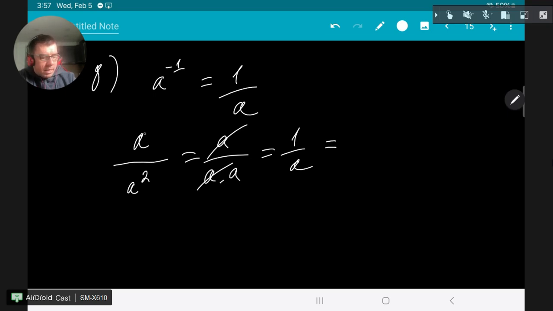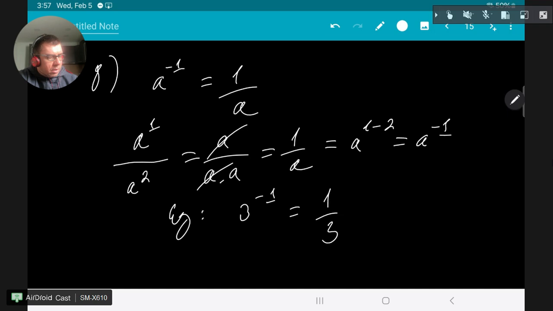But in terms of my division rule, this will be a to the power of 1 minus 2, which is a to the power of minus 1. Any number which is just the number itself is to the power of 1, meaning this number is multiplied by itself only one time. For instance, 3 to the power of minus 1 is 1/3, because this is the same as having 3 over 9, which is 1/3.